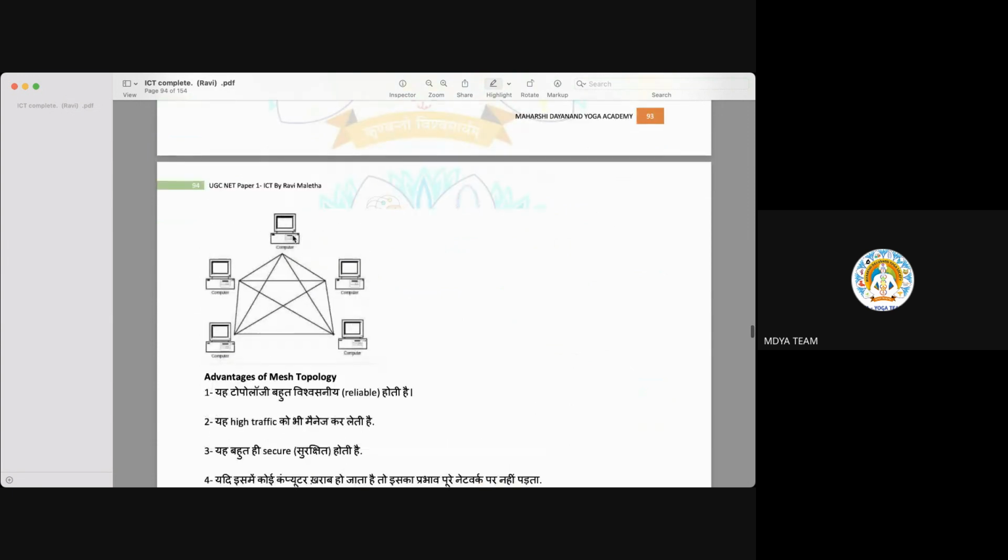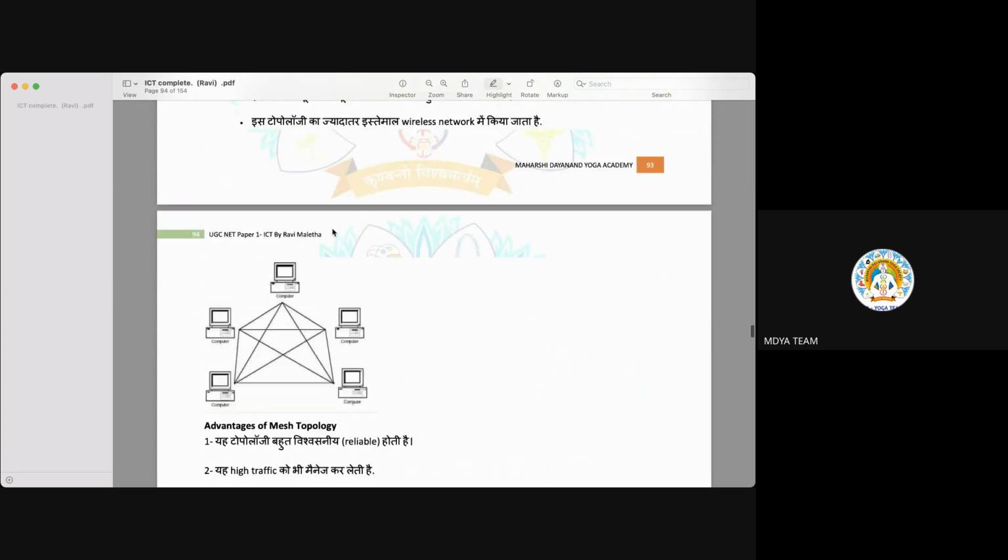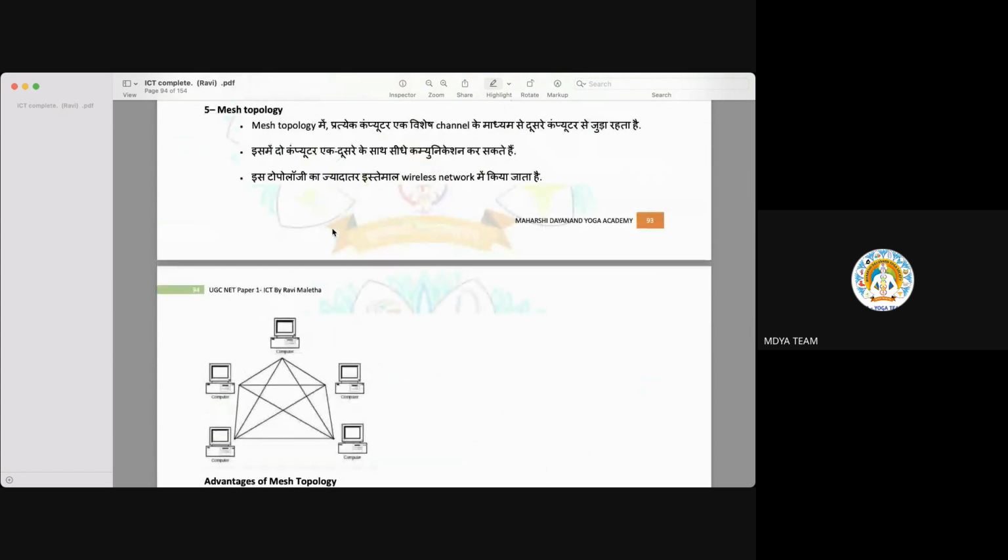Here, each system is connected to the rest of all the systems directly. See here, this computer is connected to the rest of the four computers, right? And this computer is again connected to all the computers. So they do direct communication, direct data transfer, or direct reach to each computer in this mesh topology.